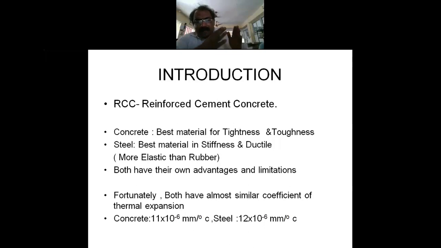So if a material uniformly expands and contracts, then no problem. If there is unequal expansion and contraction, there is some tension. So that is why steel is still ruling the RCC element as a reinforcing material. Okay.